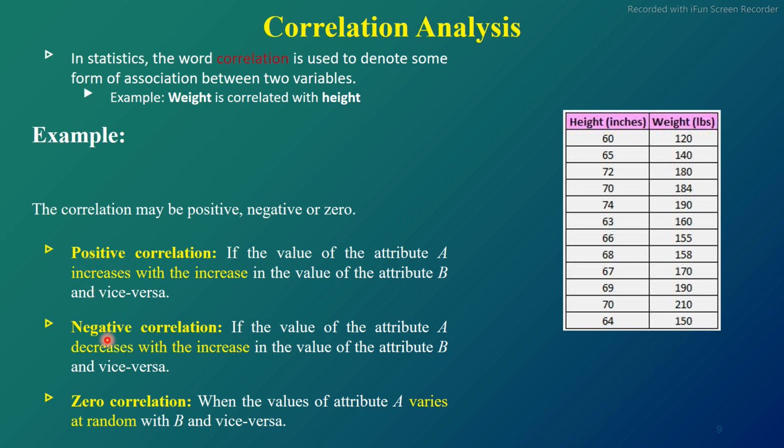Similarly, there is something called negative correlation. If you are increasing variable A, B will decrease. Let's say if you are increasing GDP, inflation is decreasing.